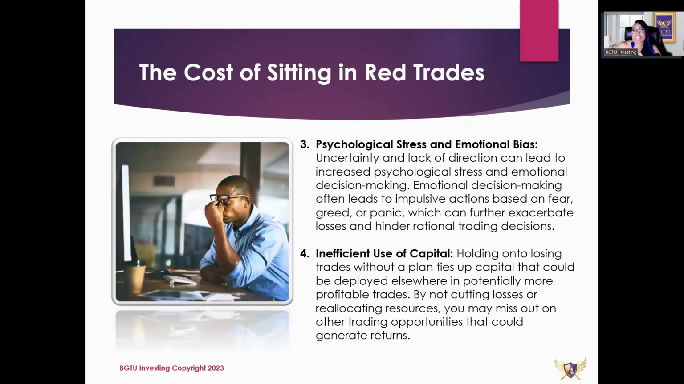So, number three, the psychological stress and the emotional biases that this creates. Uncertainty and lack of direction can lead to increased psychological stress. 18,000 in the hole. Now, I look at that as like you could almost have bought a car cash. You could have gone on a really nice vacation. You could have just gone and bought whatever. You could have done some things with that 18,000 in losses versus giving it to the stock market or whoever else got the money, and then just sitting in it.